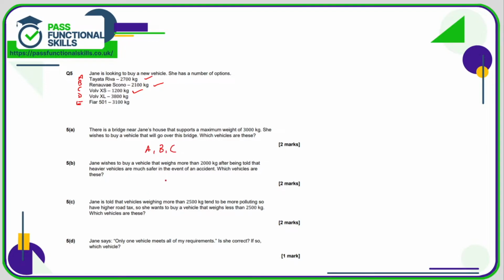Jane wishes to buy a car that weighs more than 2,000 kilos. So which vehicles are these? So A is over 2,000, B is over 2,000, C is not over 2,000, and she can also buy D and E.